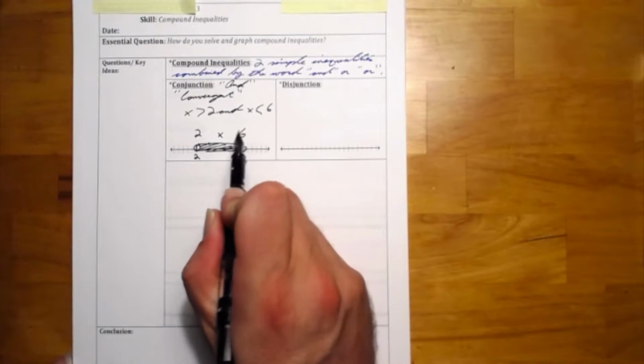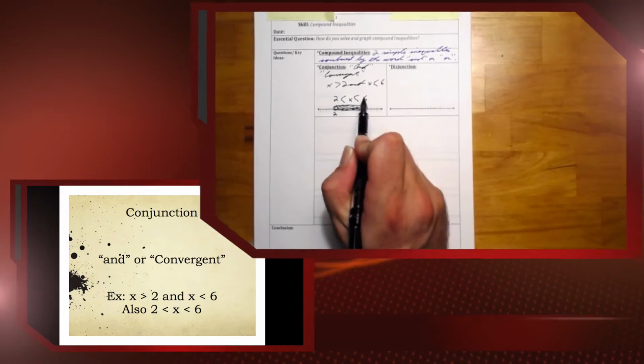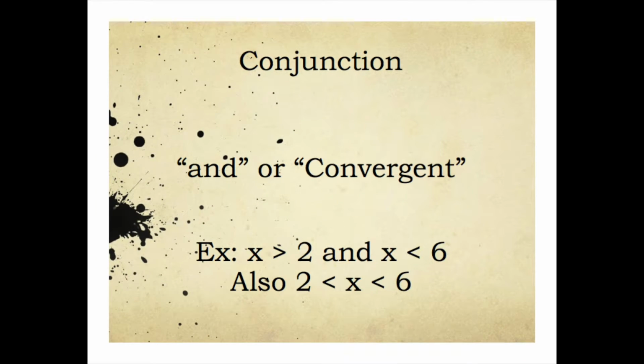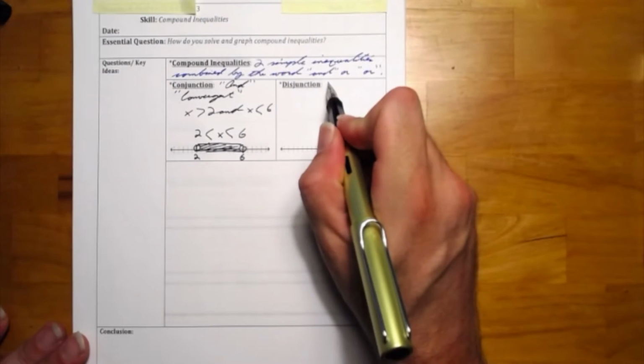An alternate way of writing this is that 2 is less than x, less than 6. There are two ways to write it, and we need to be familiar with both.